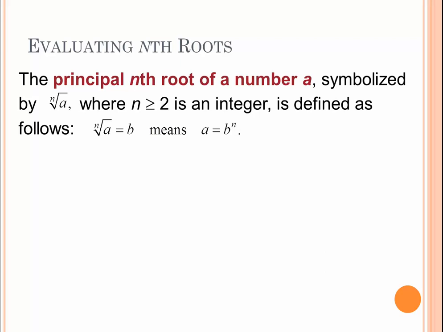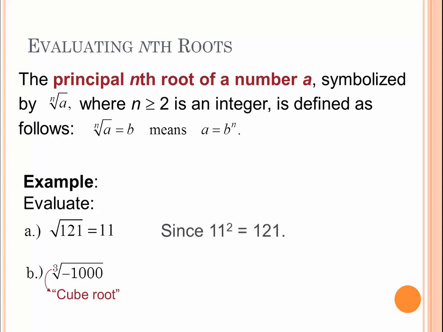We can also write the nth root of a equals b. What that means is a equals b to the nth power. So if we take the square root of 121, we know that that equals 11, because 11 times itself equals 121. Now in part B, we have the cube root of -1,000.